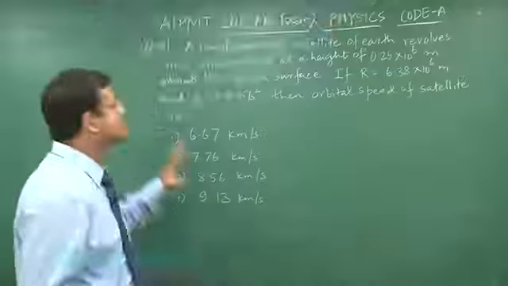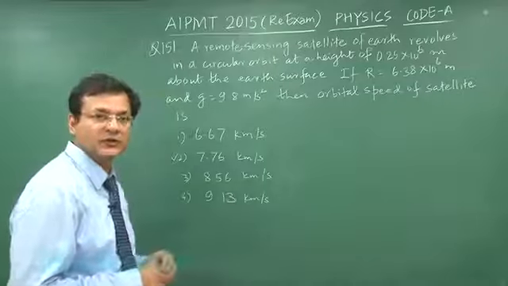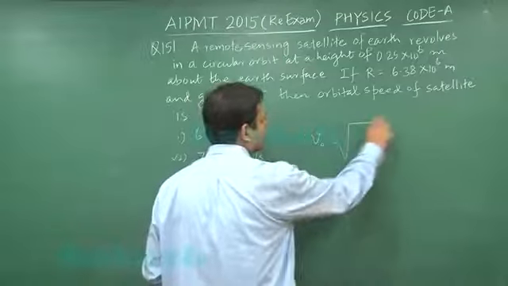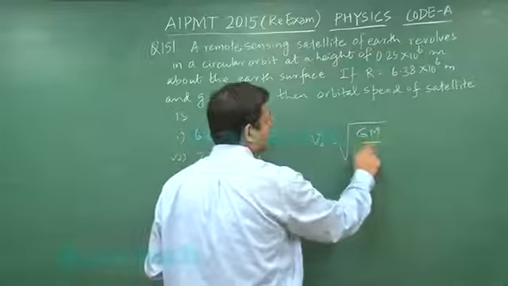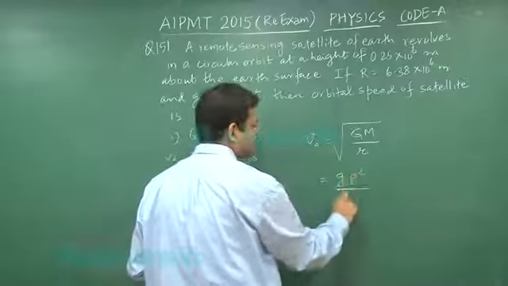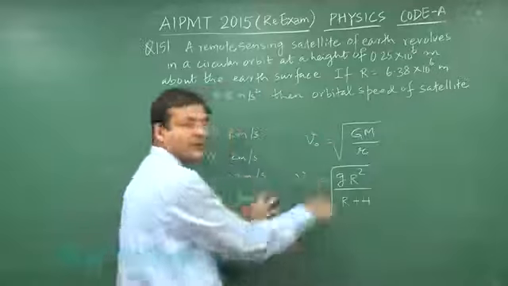Now in this next question, which is based on direct formula used for satellite orbital speed. Orbital speed formula, if you remember, this is under root GM by r, and this GM can successfully be replaced by gR square, and this you can say R plus h. These are some of the manipulations you can make.